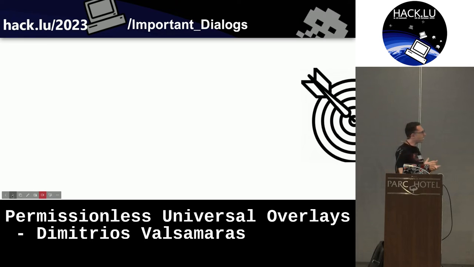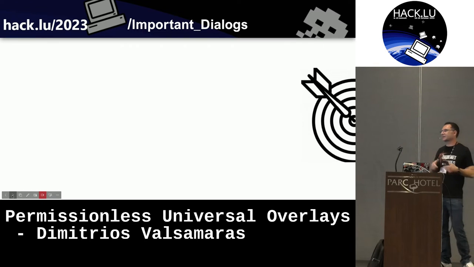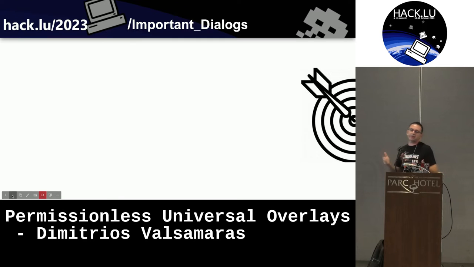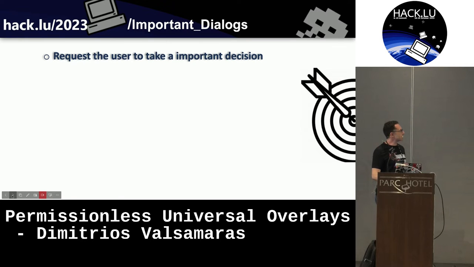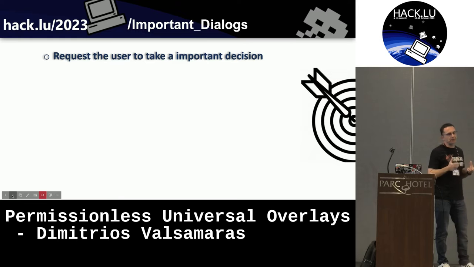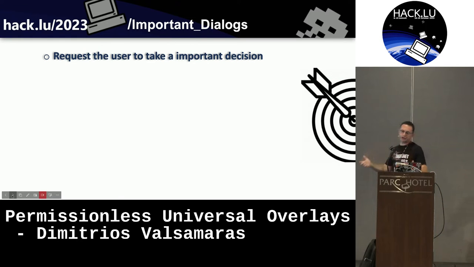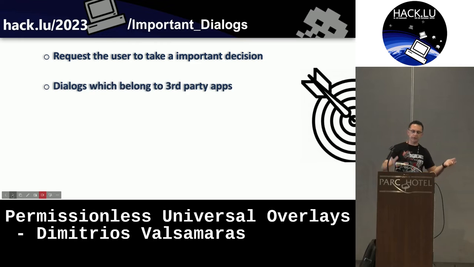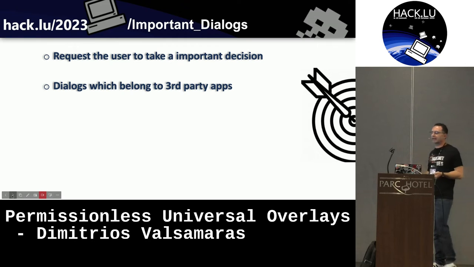So before I explain how I managed to leverage what I have so far in order to get some kind of an actual security impact, let me explain my targets. I was targeting what we call important dialogues. What I mean by that is dialogues which request from the user to take an important decision. When it comes to third-party apps, I was after dialogues which request from the user to approve a payment or approve a remote login.